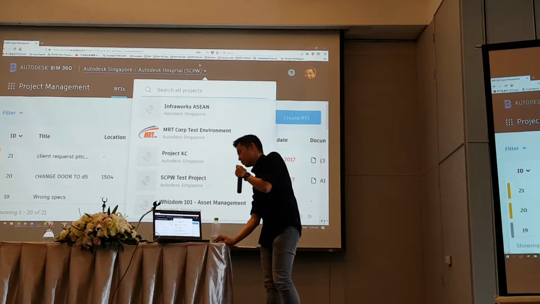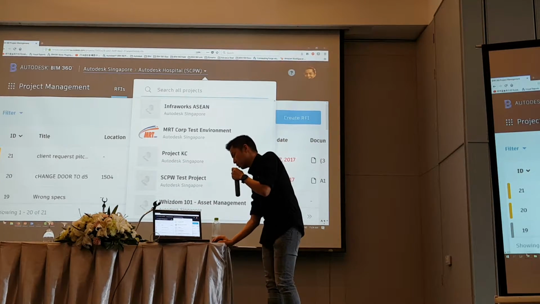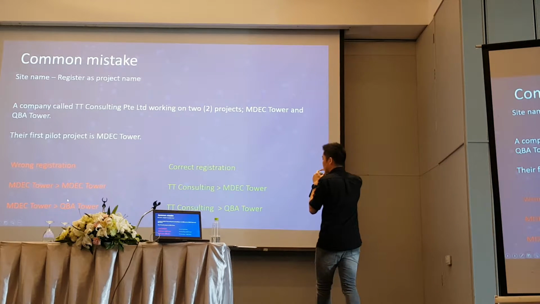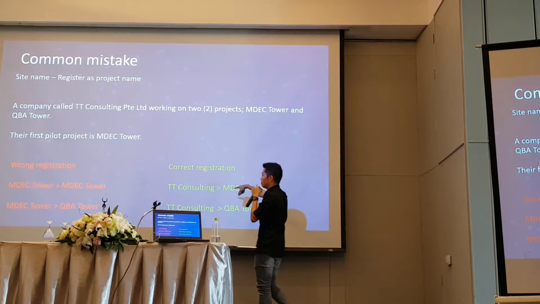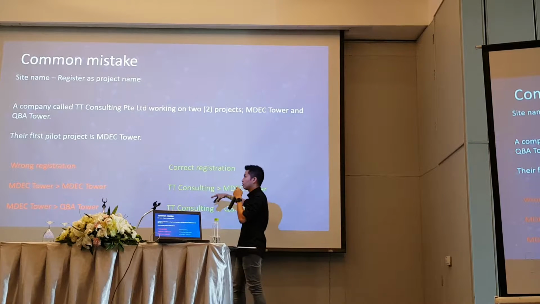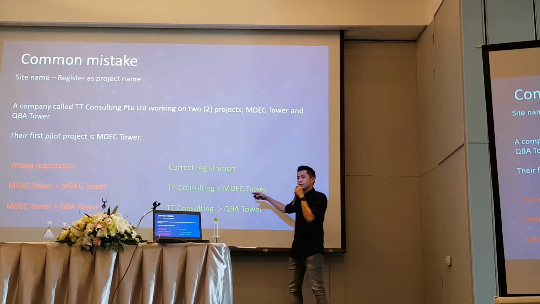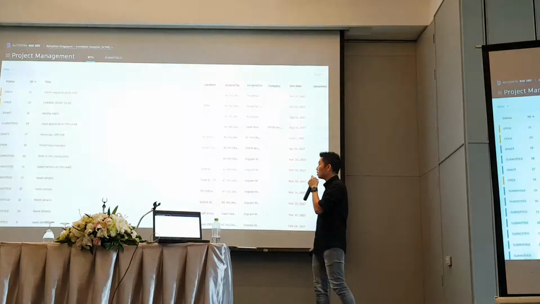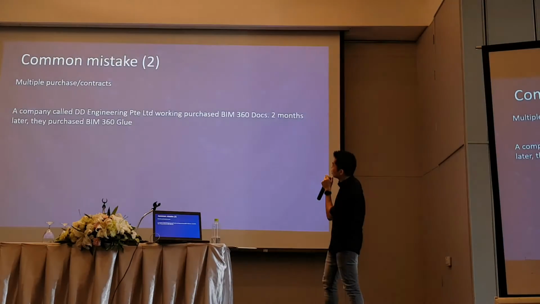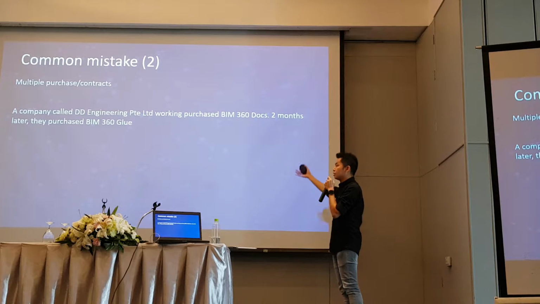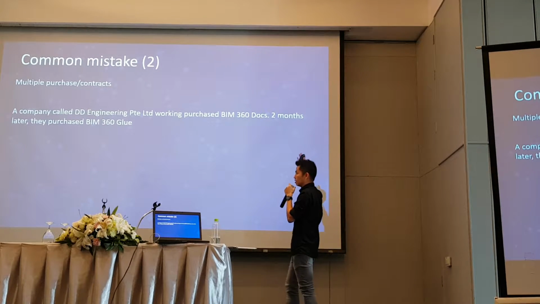So that is one thing you guys need to understand: the common mistake. The correct way for registration is to register the site name as TT Consulting or TT Consulting Private Limited, and then create a project under TT Consulting. Company. All right, this is another common mistake.